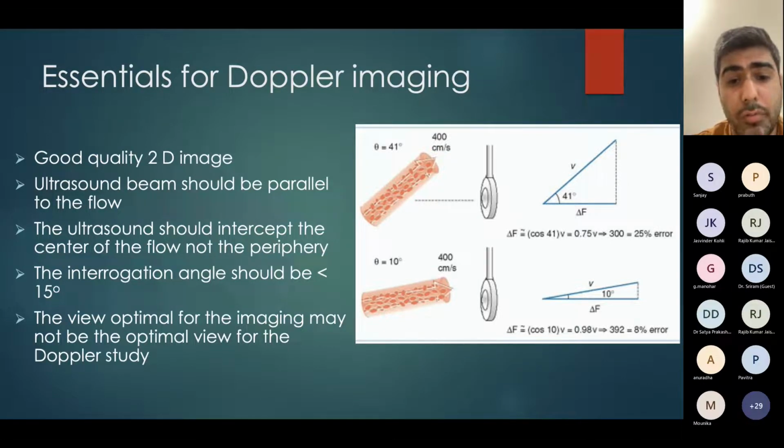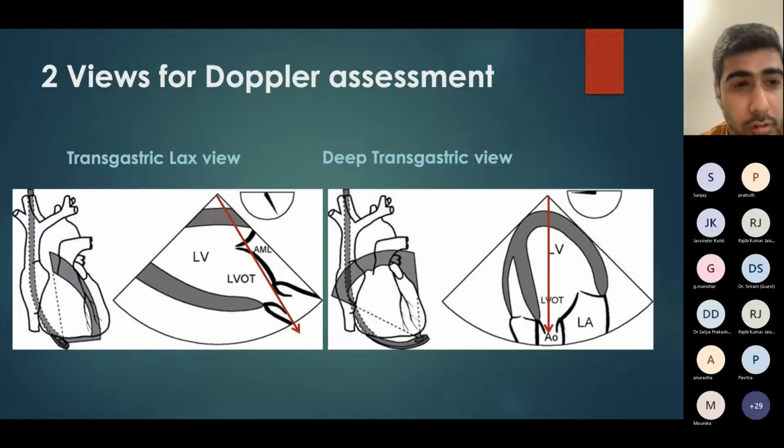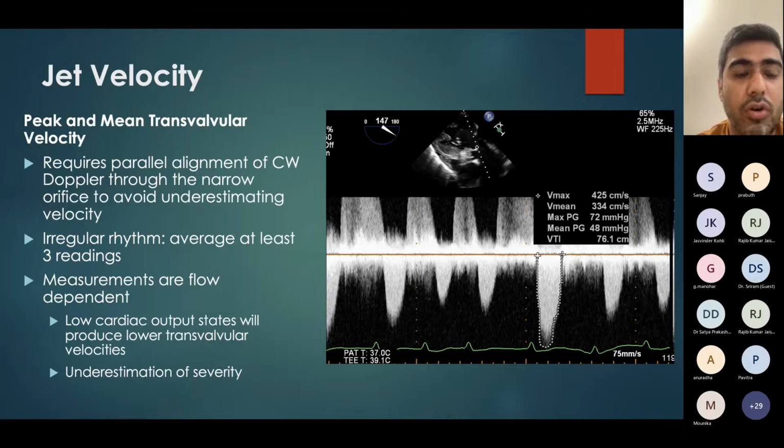So optimal imaging is very important for any Doppler analysis to be accurate. And thus the transgastric long axis view and the deep transgastric views are the most preferred views for Doppler assessments. So we go on to assess the jet velocity, which can be either the peak or the mean transvalvular velocity, and it requires parallel alignment, as I just said.